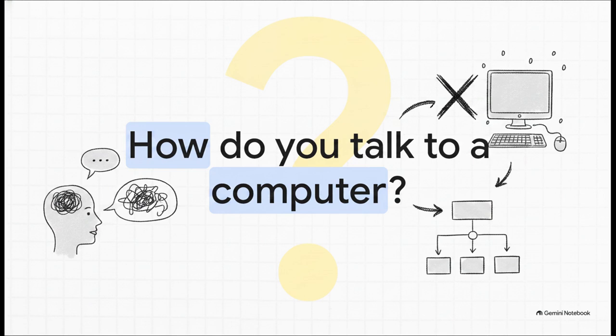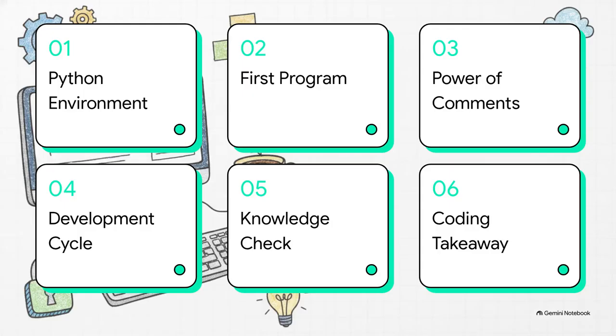Computers need incredibly specific step-by-step instructions. They are incredibly powerful, for sure, but they take everything literally. So learning to program, it's really just learning the language and the rules to write reliable instructions that a machine can actually understand. So here is our roadmap for today's explainer.